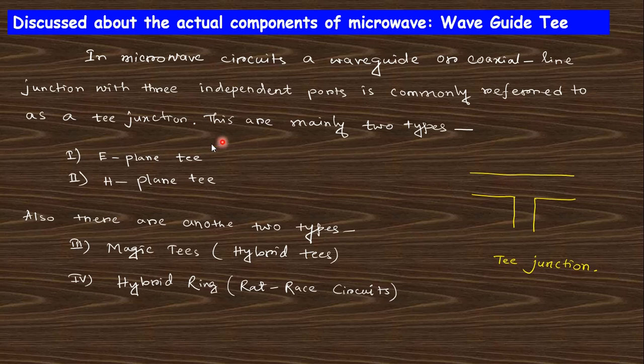There are mainly two types of junction available, the E plane T and the H plane T. Additionally, there are two other types of T or junction available, the magic T and the hybrid ring. These are the main ones and these are the additional ones. So we want to discuss these four T's and the directional coupler in this lecture.